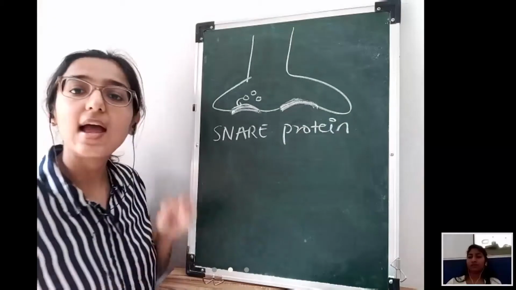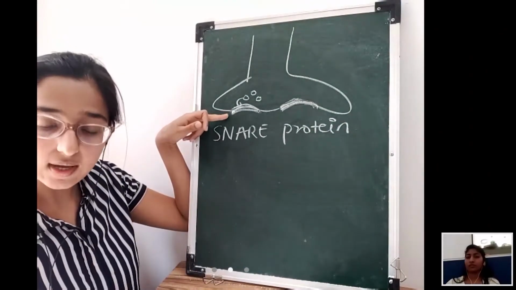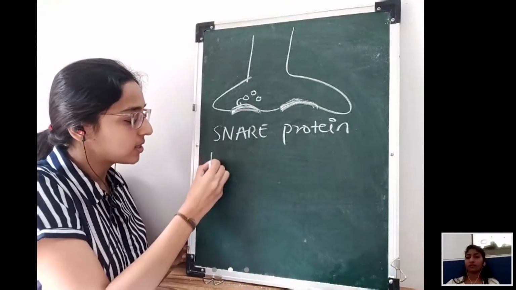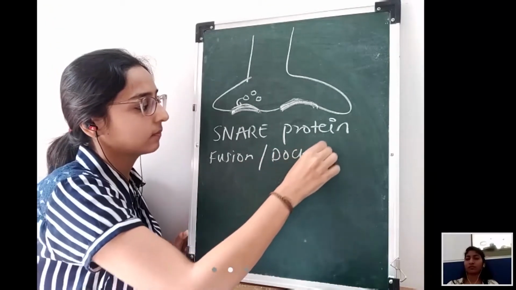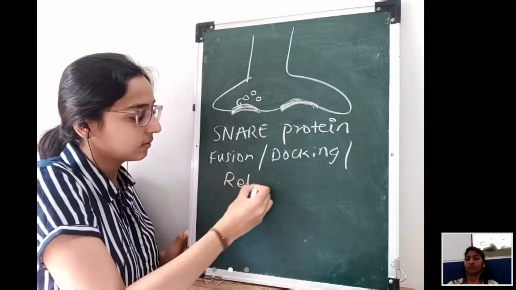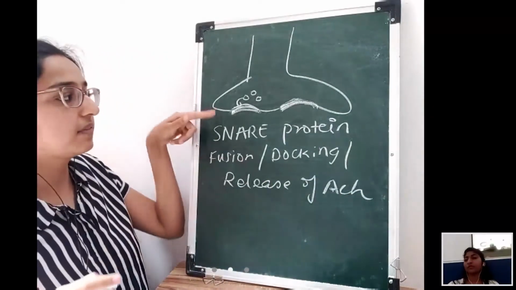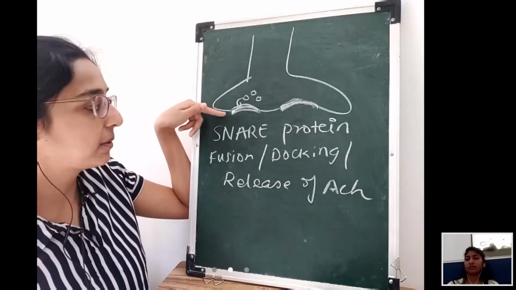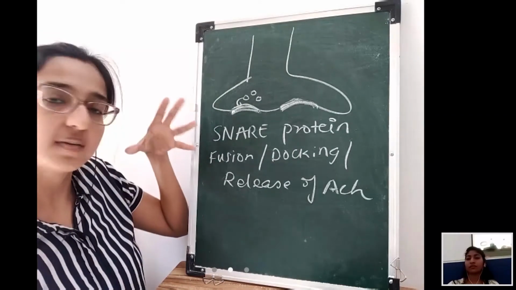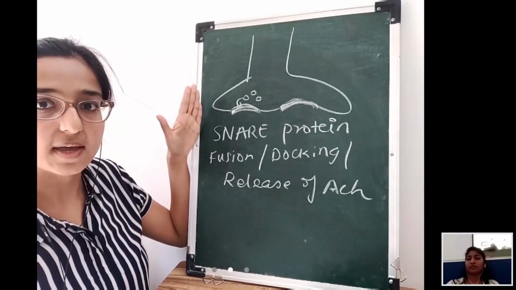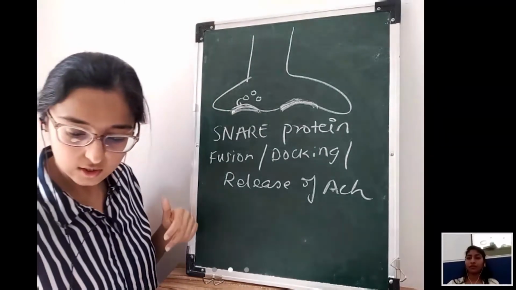So snare protein helps the vesicles to come and attach. That means what? Fusion, docking, and release. So these are responsible for fusion, docking, and the release of acetylcholine. So fusion and docking of the vesicles is helped by the snare protein, and then it will help in the release of the acetylcholine from the vesicles. That is the role of snare protein, just to help it attach over here. Is this understood? Very simple.